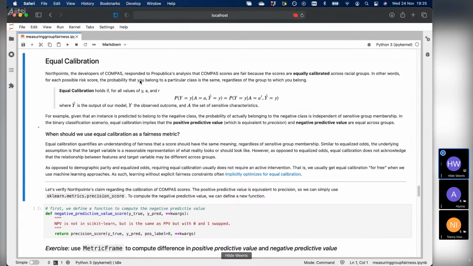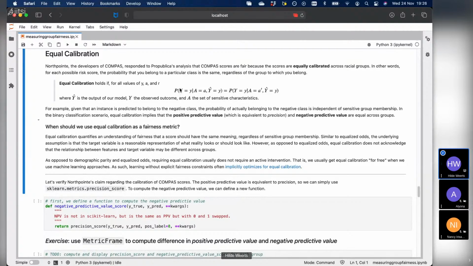Calibration, you're probably familiar with the term, but what this means is that the probability that you belong to a particular class is equal to the actual proportion of people that are classified as such, that they also belong to that class. So in the binary case, we can define it as such, where we're trying to look at the proportion of actual positives conditioned by the sensitive group membership and the predicted value.